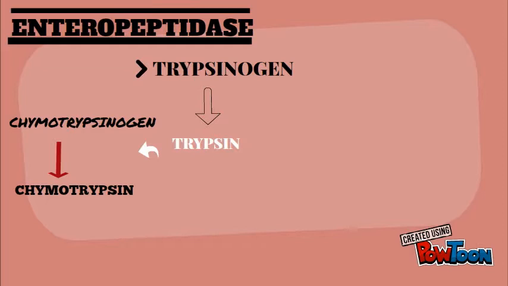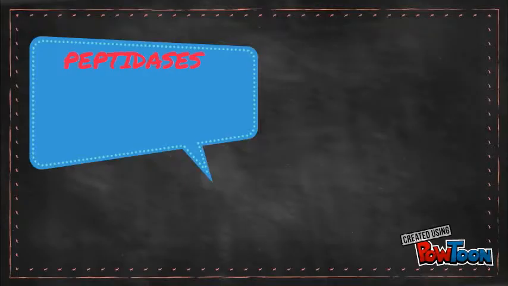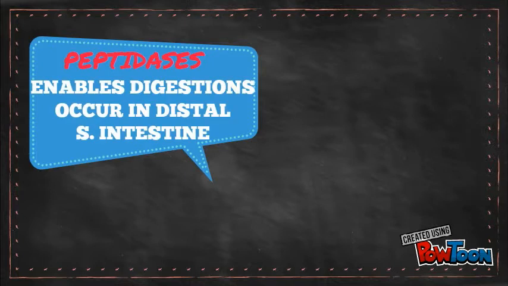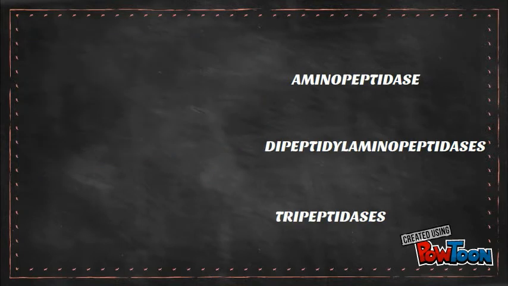The trypsin formed from trypsinogen will also convert the procarboxypeptidases to form carboxypeptidase, which is known as an exopeptidase. The peptidases that have been produced will enable peptide digestion and amino acid absorption to occur in the distal small intestine. The tripeptidases include aminopeptidases, dipeptidyl aminopeptidases, and tripeptidases. They will hydrolyze the tripeptide to yield dipeptide and also free amino acid.